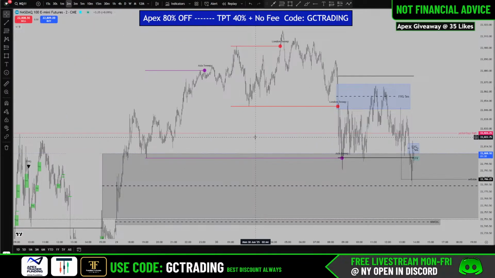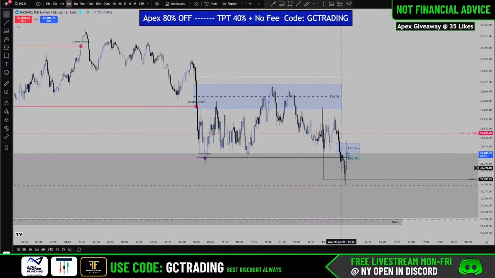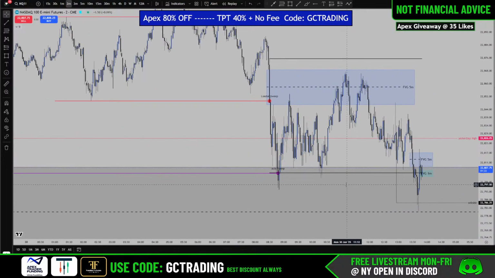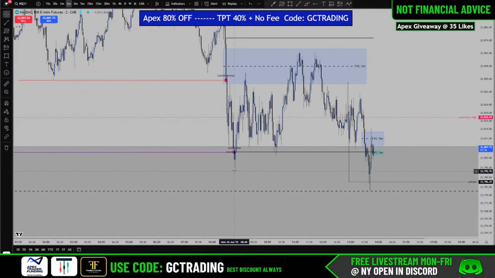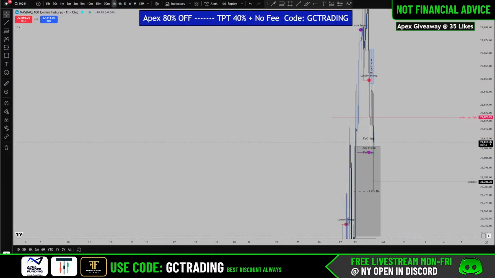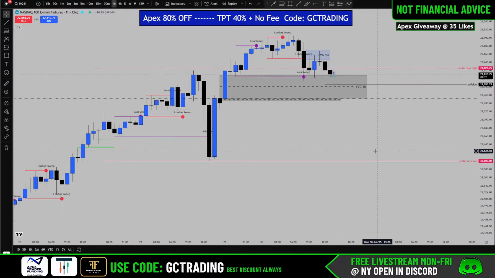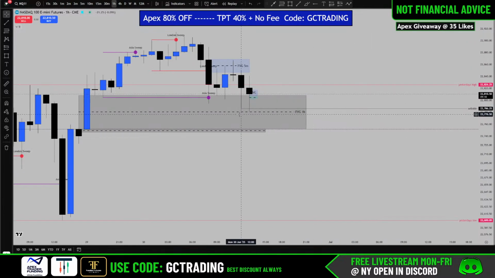Definitely nothing that I'll trade a real account on. There's no chance I'm putting my fundeds or live accounts on this. Because we did take out this liquidity. We pretty much rebalanced, pretty much tapped the CE of the hourly gap, right? Maybe we flip here, right? We'll see.